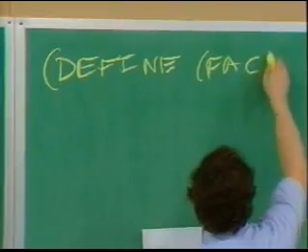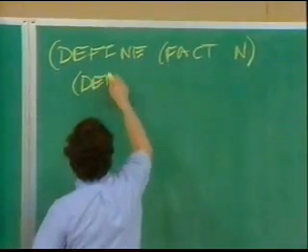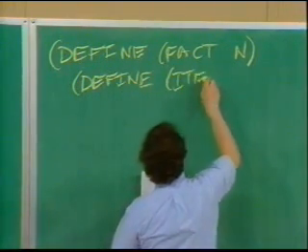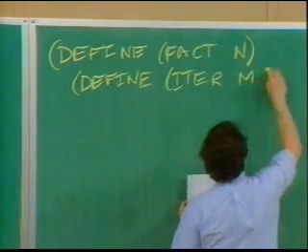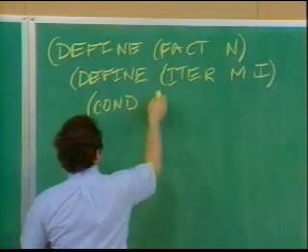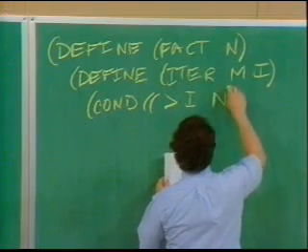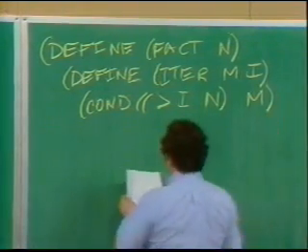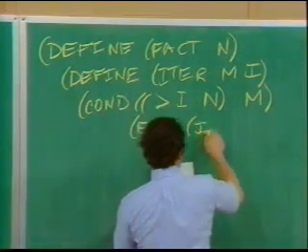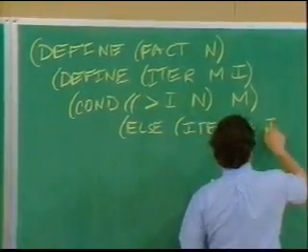Factorial of n, we're going to iterate of m and I, which says if I is greater than n, then the result is m. Otherwise, it's the result of iterating the product of I and m.